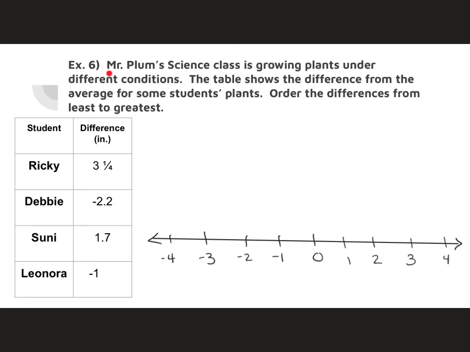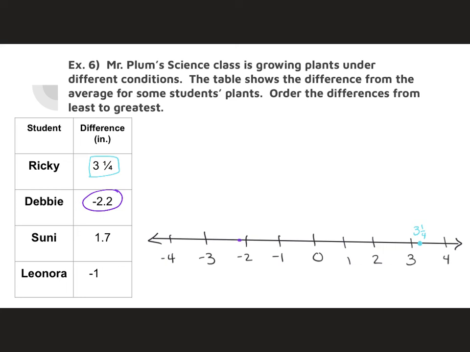All right, number 6. Mr. Plum's science class is growing plants under different conditions. The table shows the difference from the average for some students' plants. Order the differences from least to greatest. So I'm going to go ahead and put these on the number line. So I have 3 1/4. So 3 1/4 would be about right here.